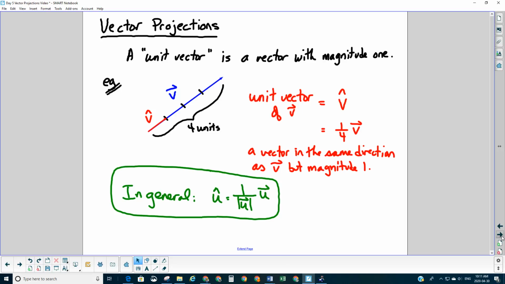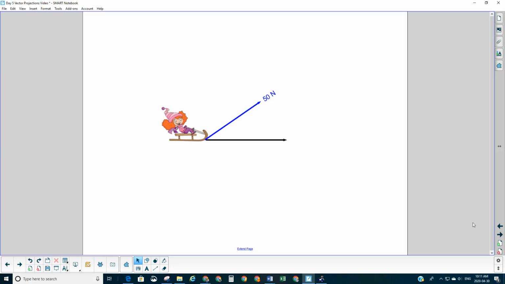Now, before we move on to projections, I want to think about this scenario. So here we are, and we're going to pull our little sister on a sled. Okay, so we've got this rope, which can be represented by a vector, and I'm going to say I'm pulling it with 50 newtons, okay, some force. Now, because I'm sort of standing up and I'm pulling it at this angle, my 50 newtons isn't perfectly pulling in the direction that we want our sister to go. The toboggan's going to go along this black line, but we're losing a little bit of our 50 newtons because we're not perfectly in line with the direction of motion.